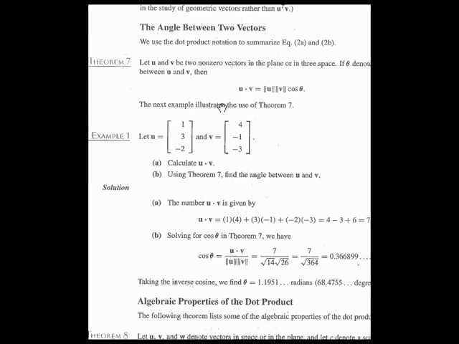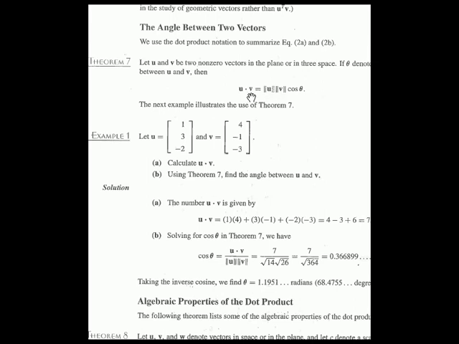You just calculate u dotted with v. That'd be 1 times 4 plus 3 times minus 1 plus minus 2 times minus 3. Calculate the norm of u, which is square root of 1 squared plus 3 squared plus minus 2 squared. Norm of v, square root of 4 squared plus minus 1 squared plus minus 3 squared. And divide the two, and you get cosine of theta is equal to the dot product, which was 7, over this. Comes out to be 0.366, and then just use your calculator to find theta, 68 degrees or 1.19 radians.